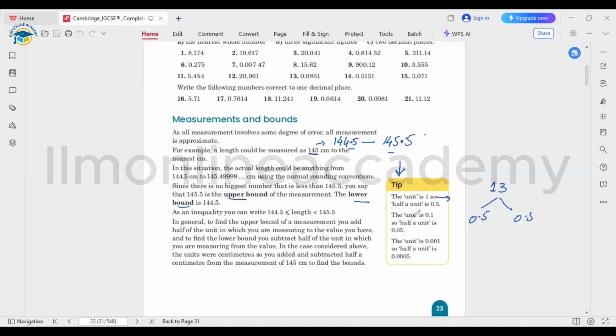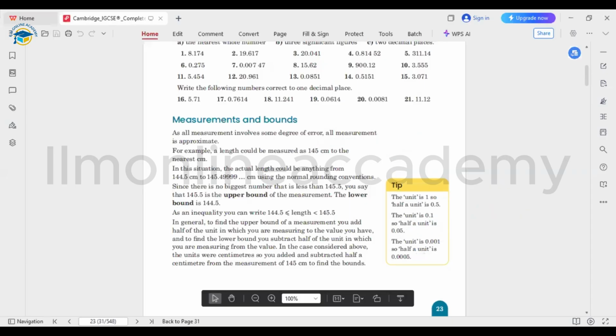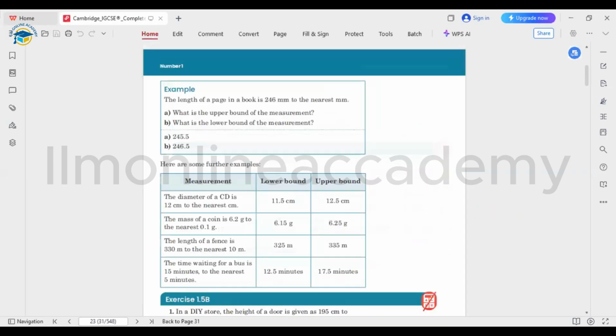Next, if you have been given a unit like 0.1, half of the unit, 0.05, will be added. And next, if they have been given a unit like this, you need to again add half of the unit, that is 0.00005. Okay, so these are the tips that we are going to use to find the lower and upper bounds for the numbers.